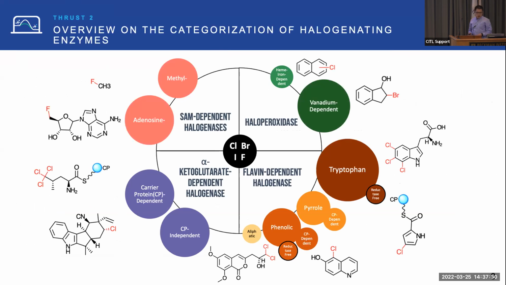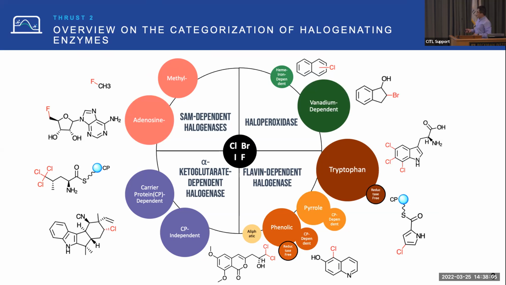So nature offers us halogenases to perform the halogenation reaction. There are in total 4 types of halogenase: haloperoxidase, flavin-dependent halogenases, alpha-ketoglutarate dependent halogenases, and SAM-dependent halogenases. And in each class, depending on their substrate scope, they also have subclasses.